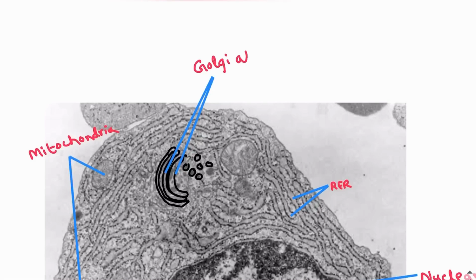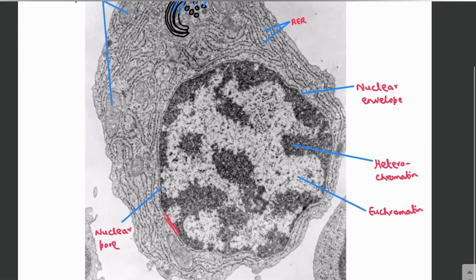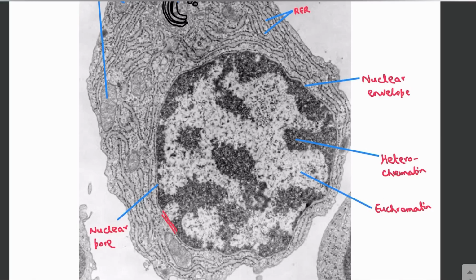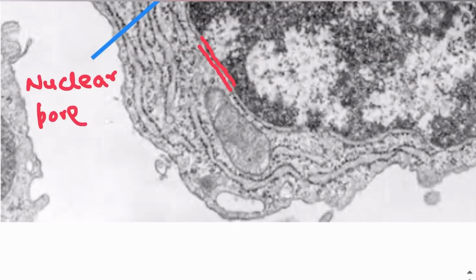Golgi apparatus, and around the Golgi apparatus or the Golgi bodies, you can see Golgi vesicles, right? What else do we see in this cell? We can see the lysosome. So this large sac over here is the lysosome, which appears white over here.